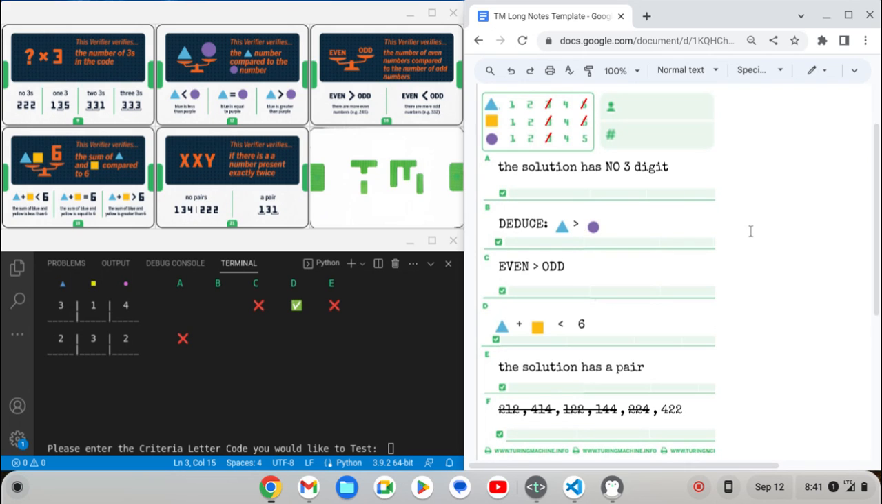2, 2, 4. Okay, that's what I'm going with. I'm not going to cross out everything, but I believe I've exhausted all the combinations of digits that would meet the criteria cards, even accounting for all the variations for criteria card B. So let's go ahead and type 4, 2, 2.